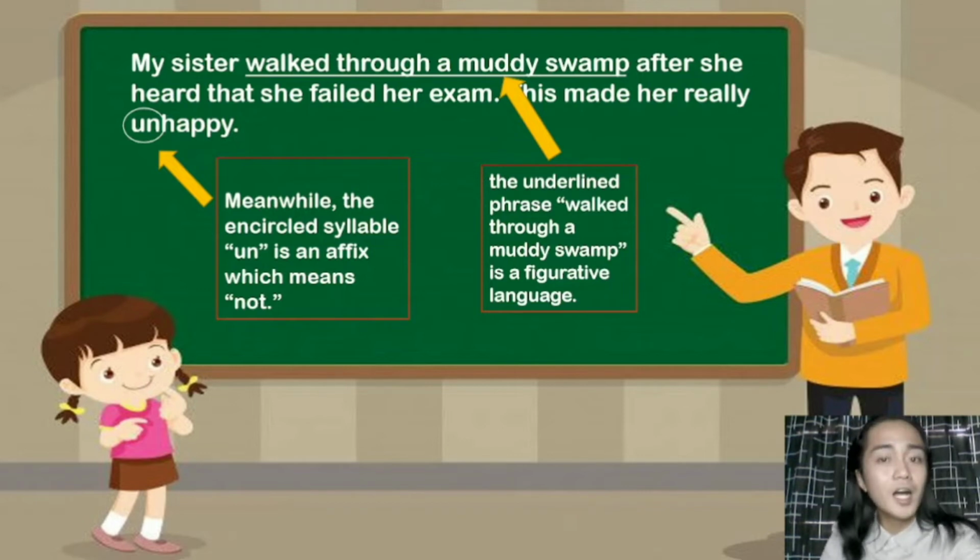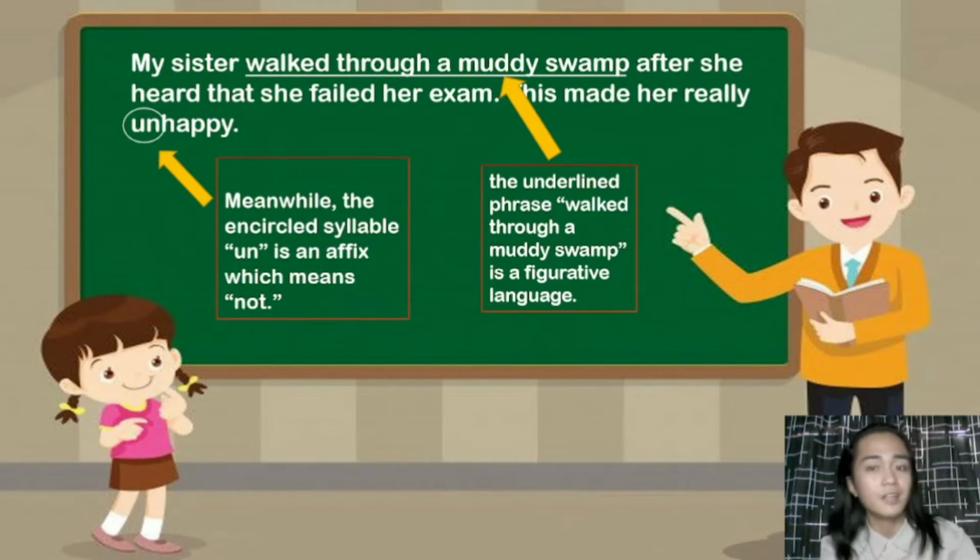Okay. So, yung un, prefix yan, kasi sa una yung letter. Okay? Sa una, nilagay yung letter. So, ano yan, affix. Okay? "My sister walked through a muddy swamp after she heard that she failed her exam. This made her really unhappy." So, yung ibig sabihin ng un means not. Okay? Yun yung ibig sabihin ng affix.